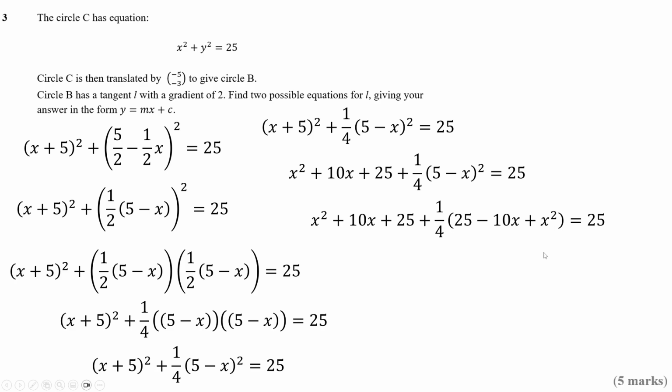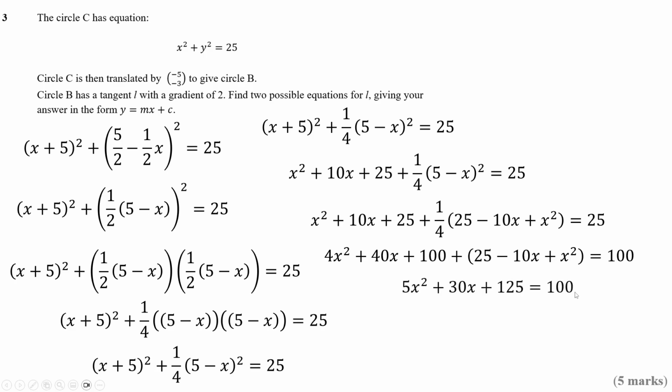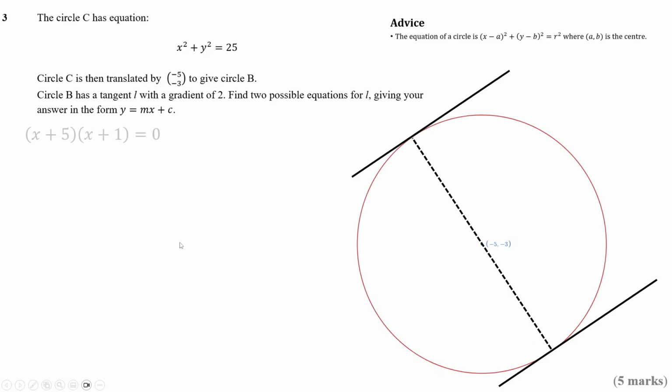Okay, and then now you can just distribute and collect. I've multiplied by 4 on both sides because it's a bit annoying to work with fractions here. So if you multiply by 4 and then you collect like terms, so you've got 5x squared plus 30x plus 125 equals 100. And then what I've done is divided by 5, and then I'll take away 20 on both sides, obviously. And then just factorize this. So this is x plus 5, x plus 1. So x equals -5, x equals -1 are solutions.